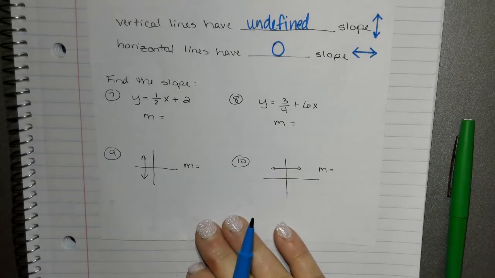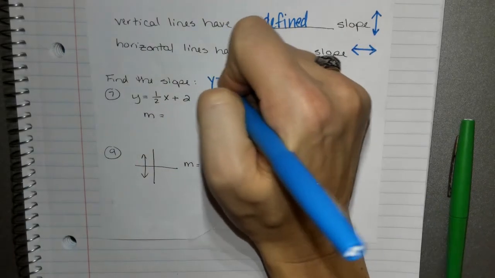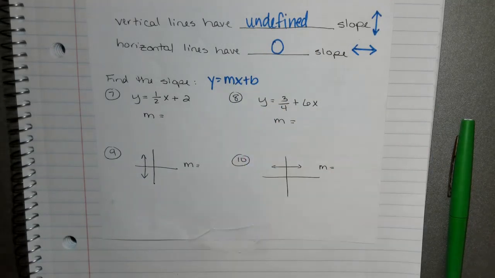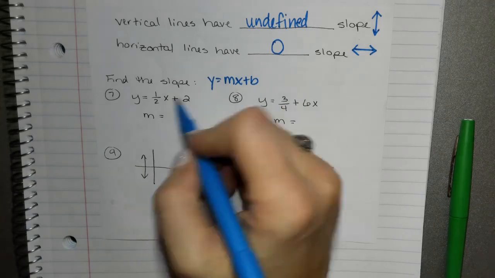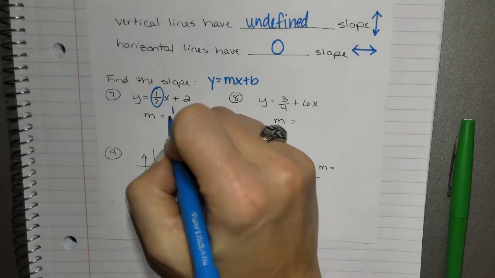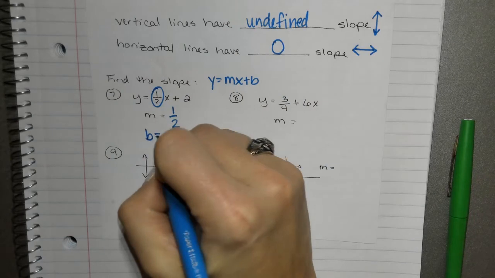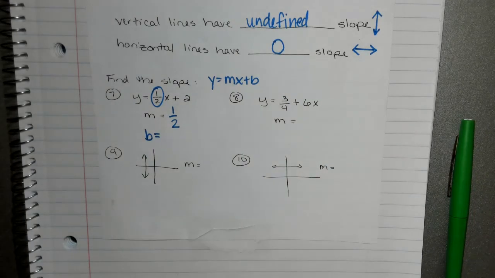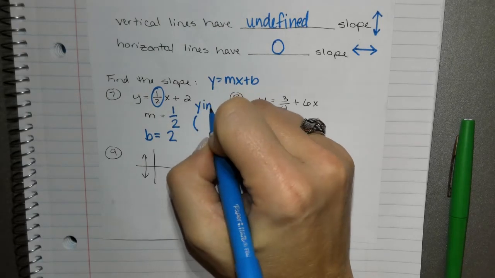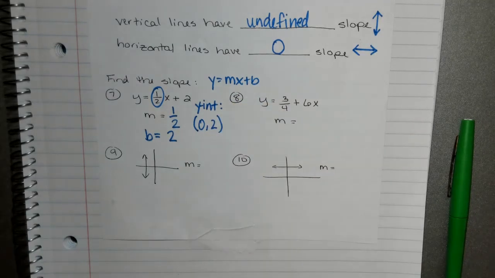So let's look at the bottom. We're going to find the slope here. If you get y equals mx plus b, remember that's what we're using as our guide. So if you use this as your guide, can you locate the m in each one? Yes, it comes before the x. This is your m. 1 over 2. Could you go ahead and tell me, what's the b? It is 2. What's the y-intercept? 0, 2. Good.